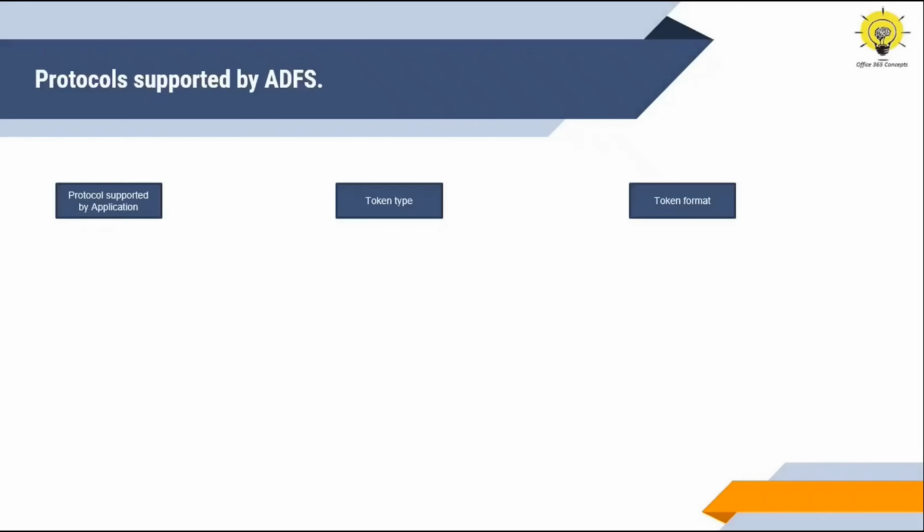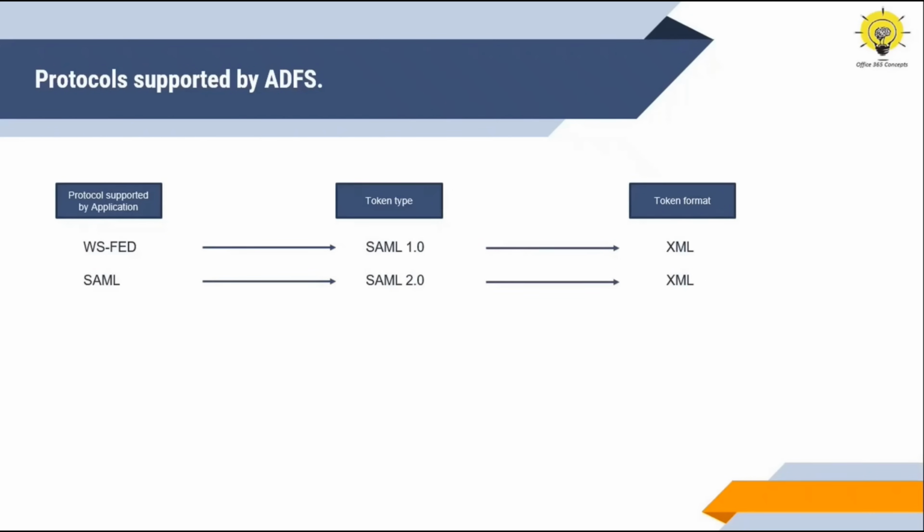There are multiple types of tokens that can be issued by the ADFS server and consumed by the application. If an application is using the WS-Fed protocol, ADFS will send a SAML1 token to the application and the format of the token will be XML. If an application supports the SAML protocol, then a SAML2 token will be sent to the application and the format of the token will be XML.